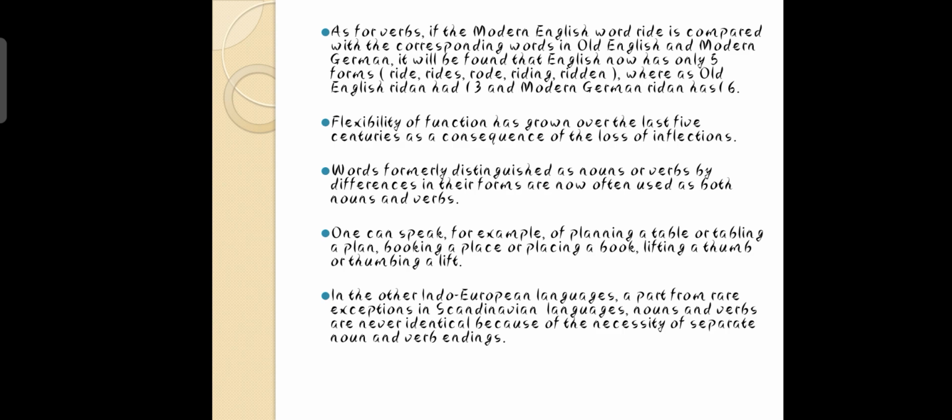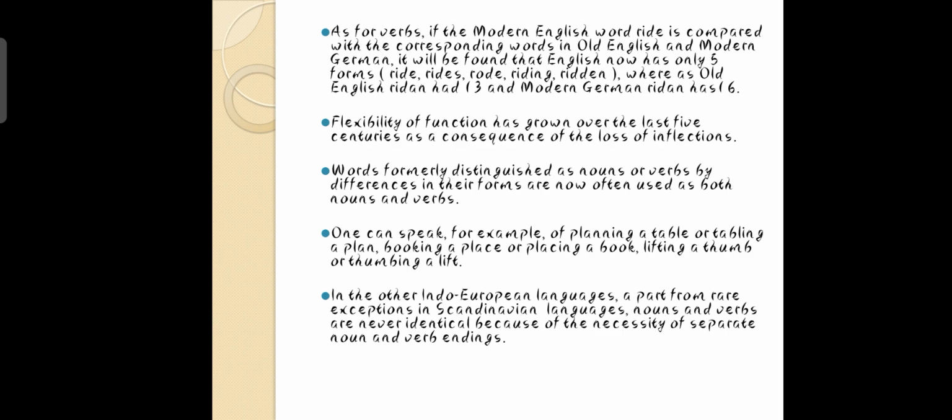As for verbs, if the modern English word write is compared with the corresponding words in Old English and modern German, it will be found that English now has only five forms: write, writes, wrote, writing, written, whereas Old English has 13 and modern German has 16. Flexibility of function has grown over the last five centuries as a consequence of the loss of inflections.